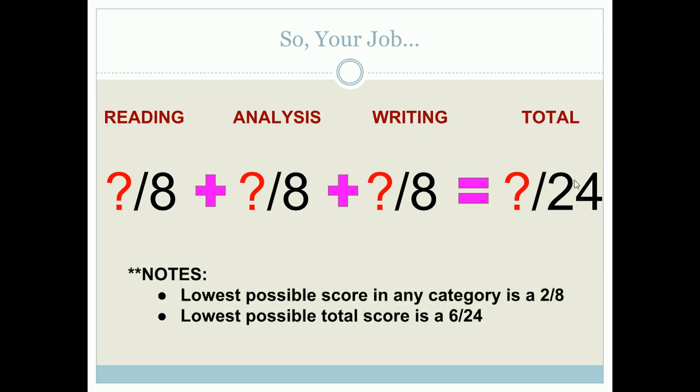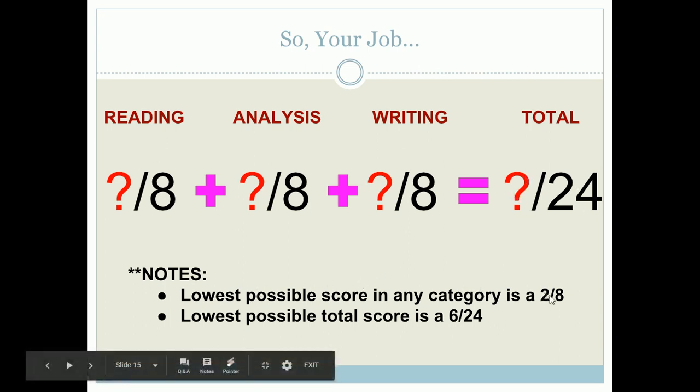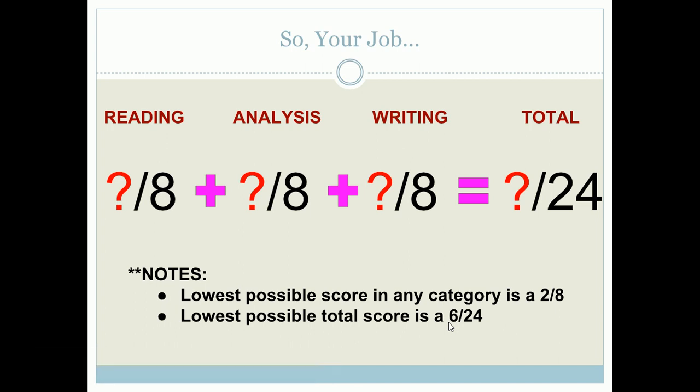And a couple of notes. The lowest possible score in any category is a 2 out of 8. You shouldn't be giving any 1s or 0s. The reason is, well, I don't know the reason. That's just what the SAT does. The lowest score you can get on the SAT is 400 out of 1600. Why does that make sense? Who knows? Then that means the lowest possible score you can get on the essay in total is 6 out of 24. If any student has lower than a 6, you scored them improperly in some way.